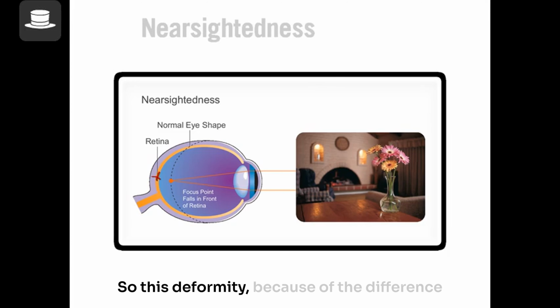So this deformity, because of the difference in the shape of the eye, is where the image is formed in front of the retina. It's called nearsightedness. Nearsighted individuals have difficulty reading things that are away from them. So if you're sitting in the last bench, you would come to the front row to actually read what it is, or go closer to the blackboard in order to see what it is. So that's nearsightedness. Nearsightedness is when you can only read things better when you're closer to the object.